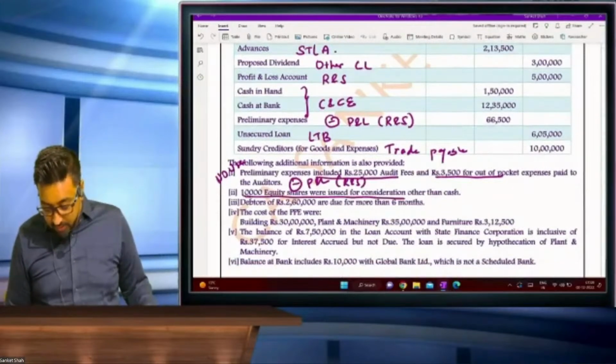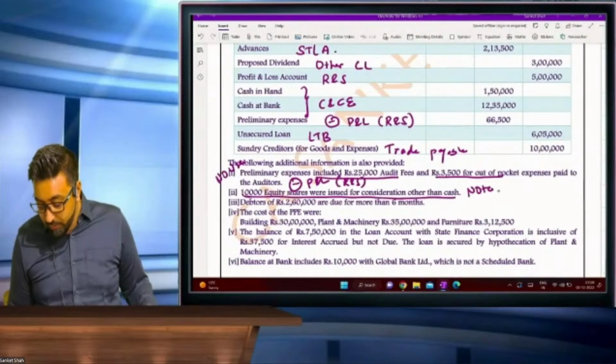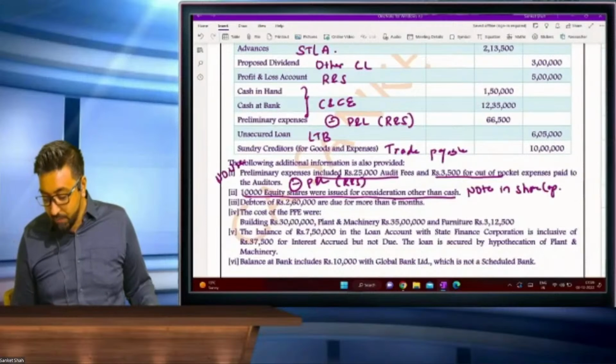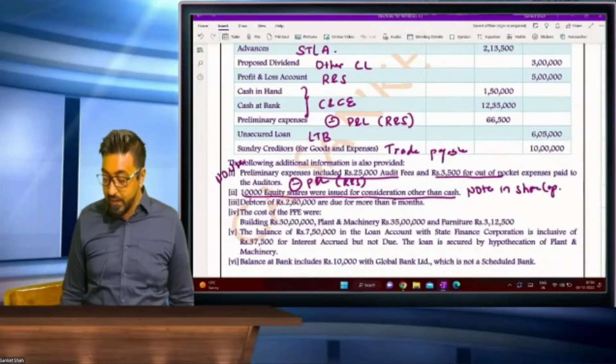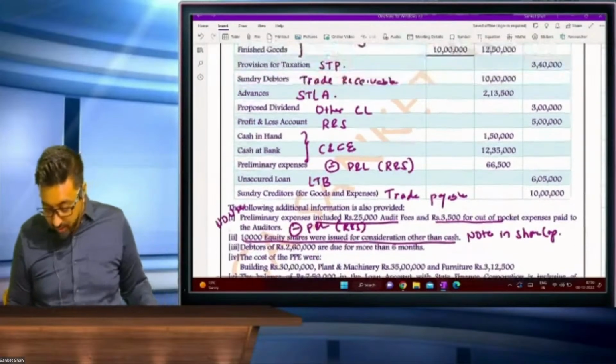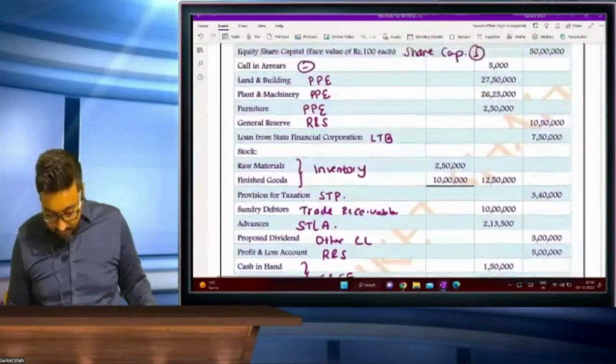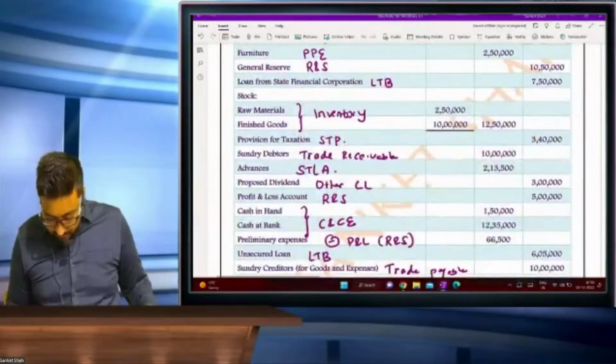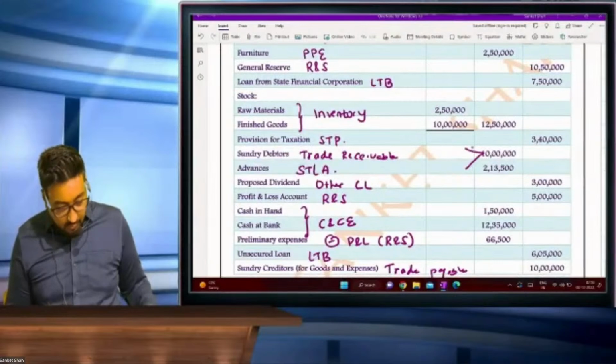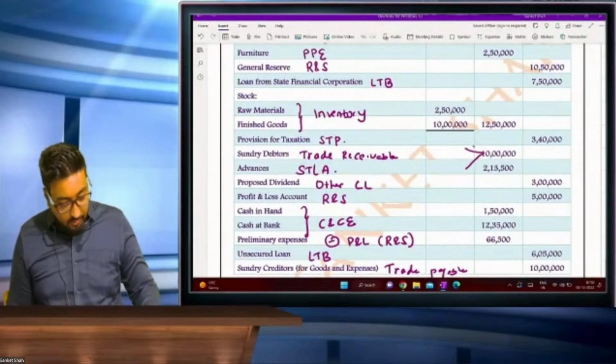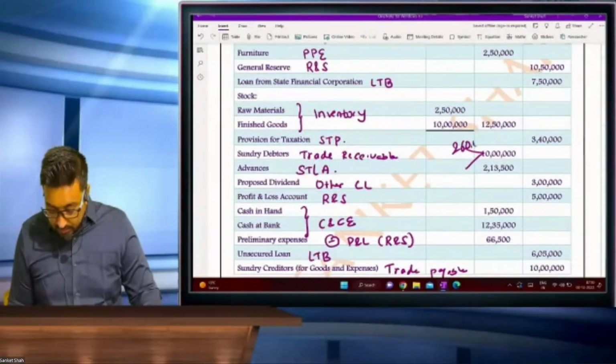10,000 equity shares were issued for consideration other than cash. Note beta in share capital. In bracket आपको लिखना पड़ेगा. Debtors of 2,60,000 are due for more than 6 months. So debtors more than 6 months and others.